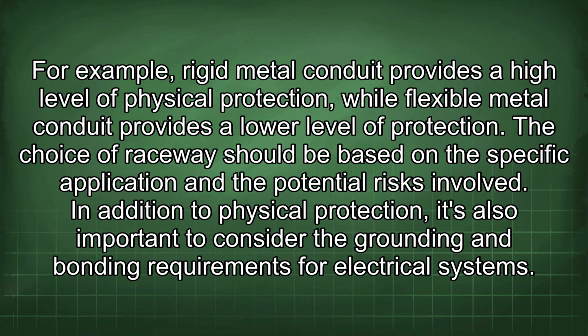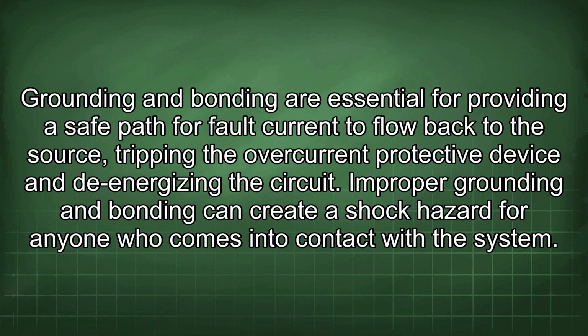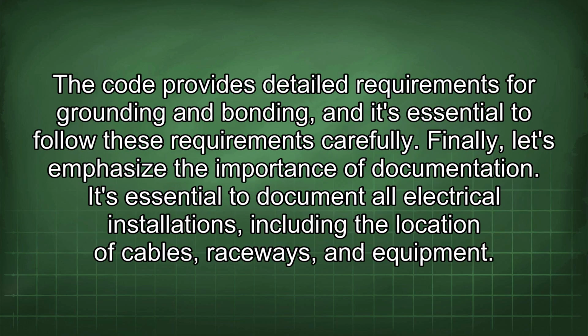In addition to physical protection, it's also important to consider the grounding and bonding requirements for electrical systems. Grounding and bonding are essential for providing a safe path for fault current to flow back to the source, tripping the overcurrent protective device and de-energizing the circuit. Improper grounding and bonding can create a shock hazard for anyone who comes into contact with the system. The code provides detailed requirements for grounding and bonding, and it's essential to follow these requirements carefully.